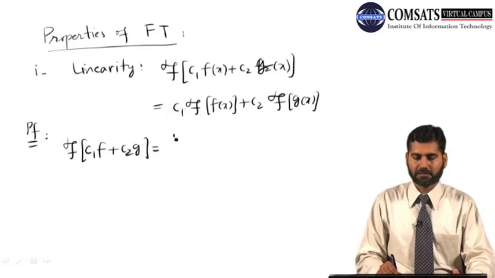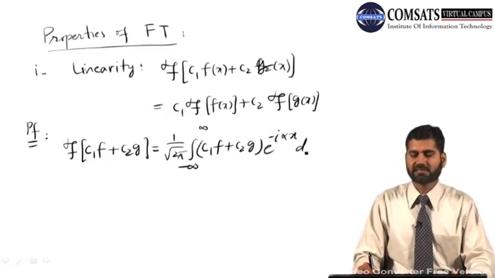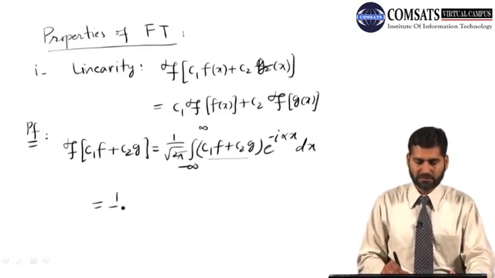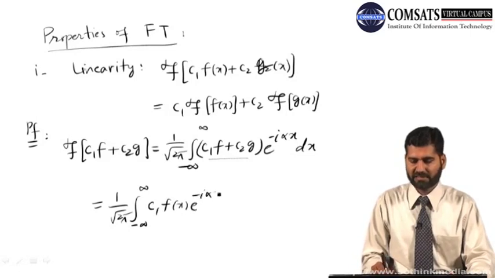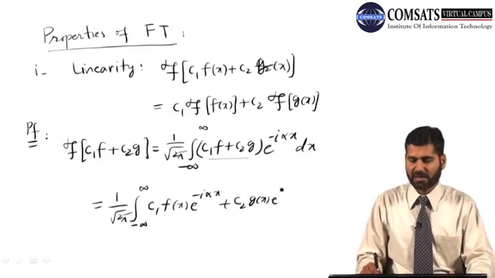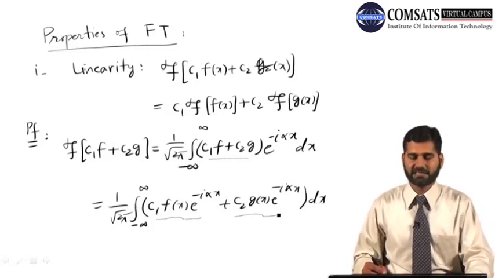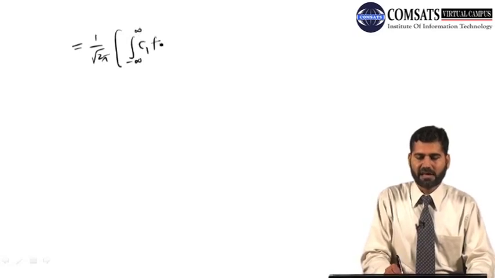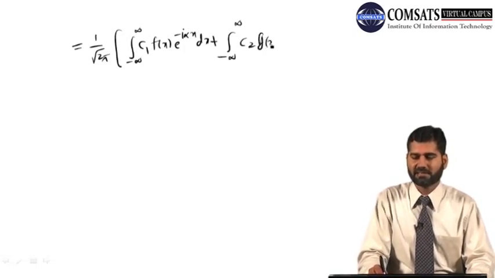It is equal to 1 over square root of 2 pi, integral from minus infinity to infinity of (C1 f plus C2 g) with e to the minus iota alpha x dx. This is your Fourier transform of C1 f plus C2 g. Now I can write C1 f(x) e to the minus iota alpha x plus C2 g(x) e to the minus iota alpha x dx. Now because integration is linear, I can take the integrations separately. So I can write 1 over square root of 2 pi, integration of C1 f(x) e to the minus iota alpha x dx plus the integral from minus infinity to infinity of C2 g(x) e to the minus iota alpha x dx.